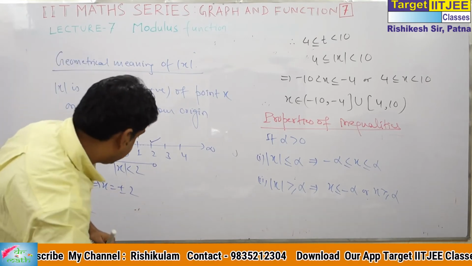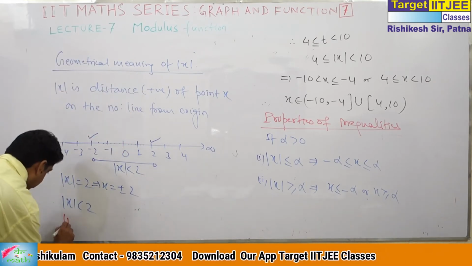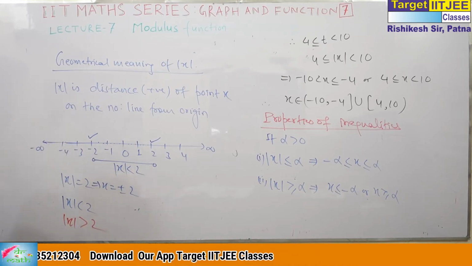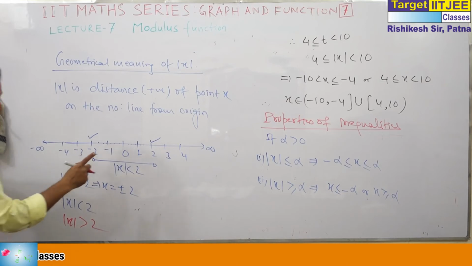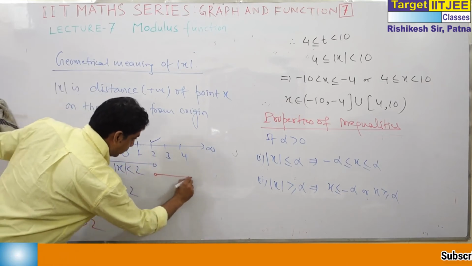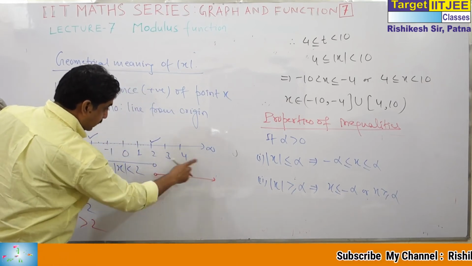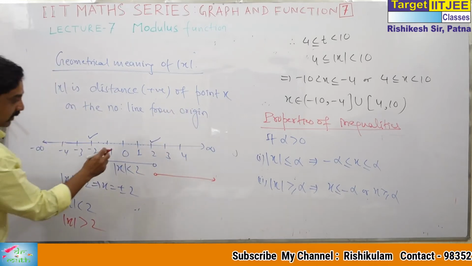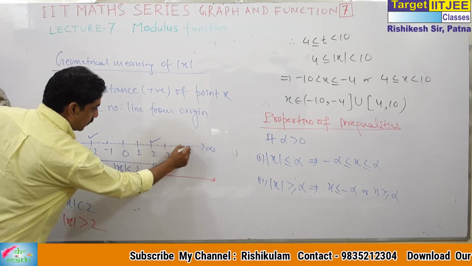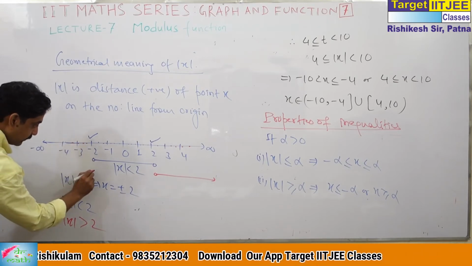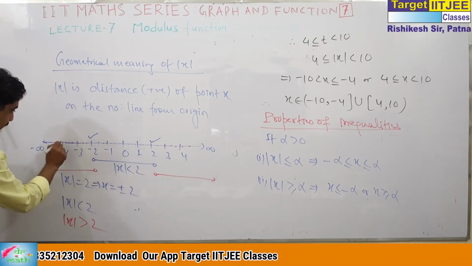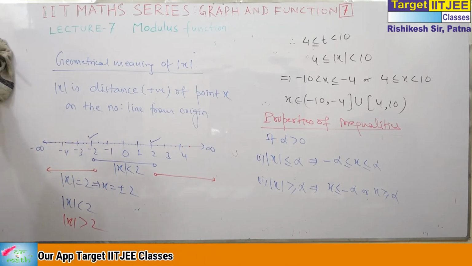Then what is mod x greater than or equal to 2? It means the distance of the point from the origin is 2 or more. The distance of any point here from the origin is greater than or equal to 2, or of any point from here. So mod x less than 2 lies in between, and mod x greater than 2 lies outside.